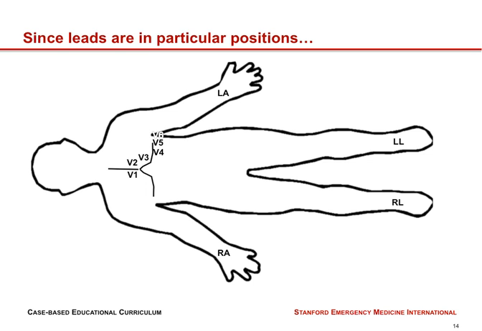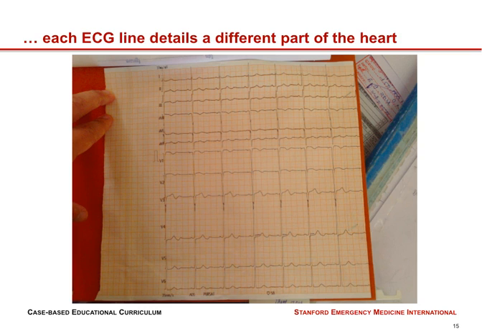Because the leads are in particular positions, each EKG line created from those leads details a different part of the heart. So for example, this is a large EKG. They may of course have different formats, a long strip, a big page as you see here. The information will always be the same, just laid out differently. You see that this EKG has different identifications of each line: 1, 2, 3, AVR, AVL, AVF, V1, V2, V3, V4, V5, and V6.